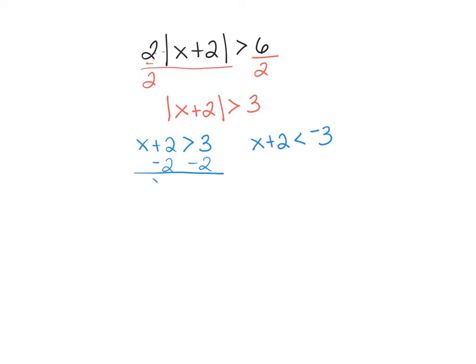You would get x is greater than 3. And if we subtract 2 from both sides here, we would get x is less than -5.